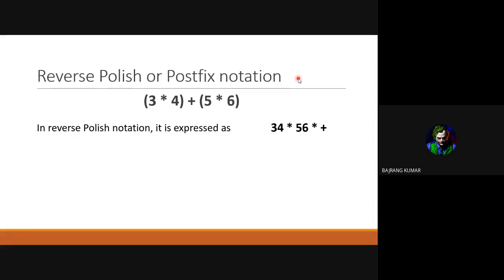You see the normal infix notation here with the laser pointer. In the parentheses, there is 3 multiplied by 4 and 5 multiplied by 6, and then the summation of the results. But in reverse Polish notation, how does the notation work? First operands and then operators. So in the first parenthesis, what are the operands? 3 and 4, followed by the operator. Then what is in the next parenthesis? Operands first and then the operator.